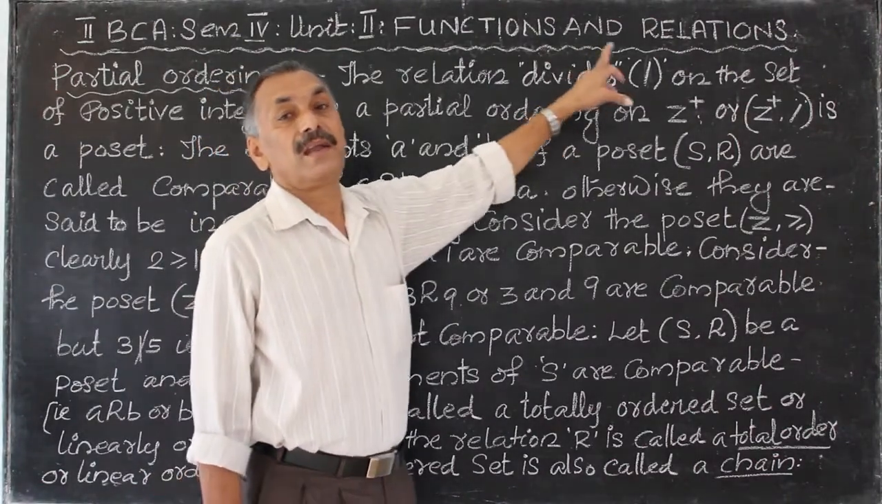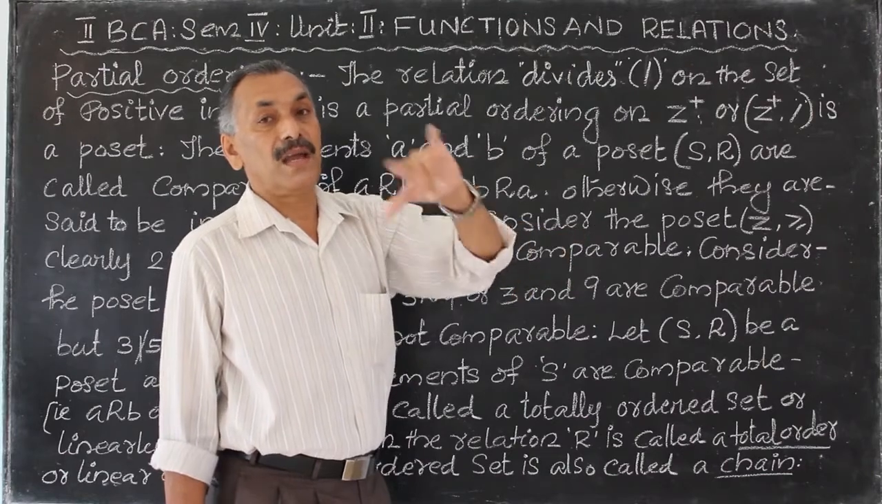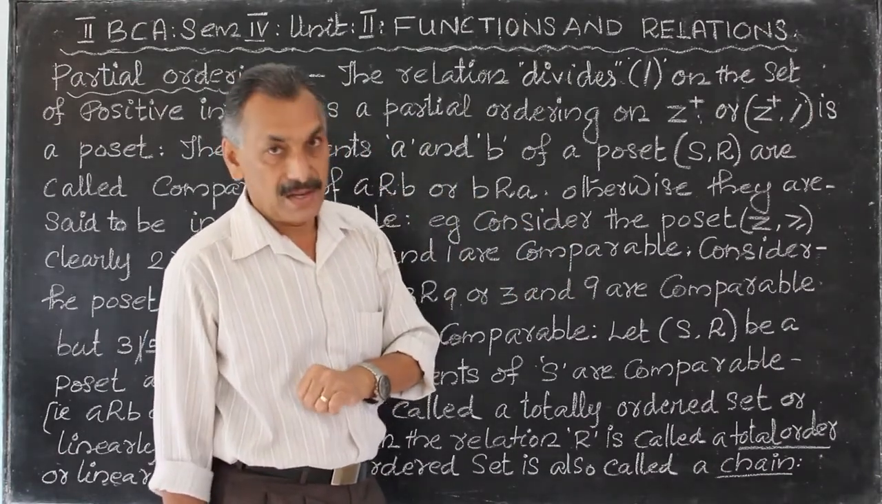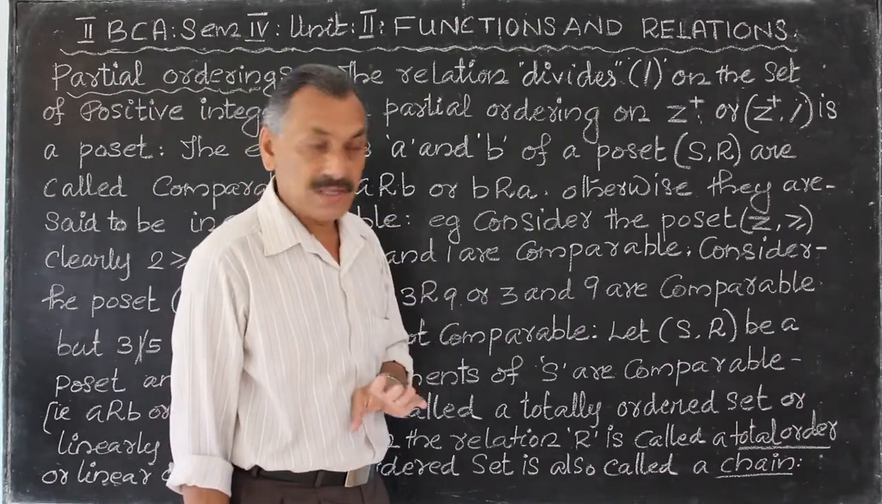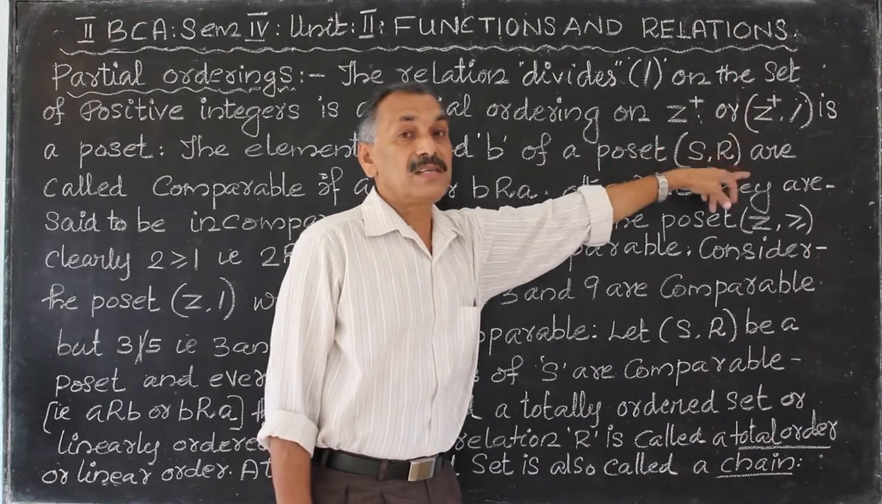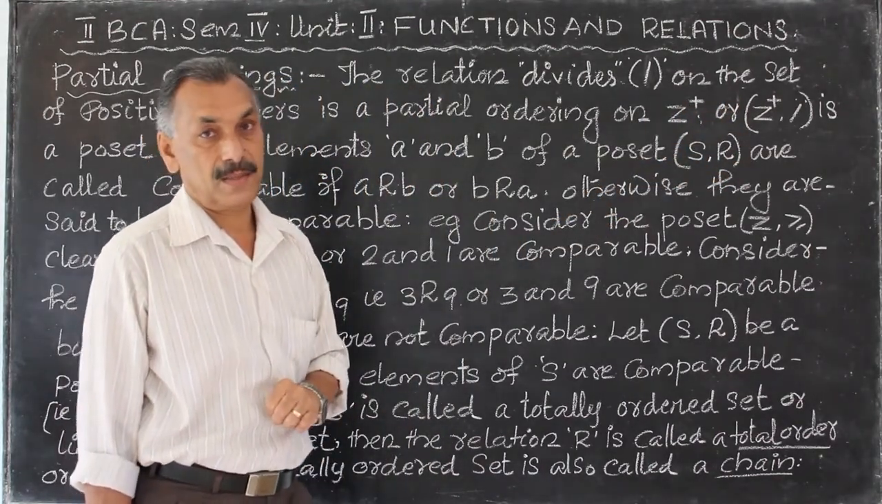Because A divides A, it is reflexive. If A is related to B, that is A divides B and B divides A, then A is equal to B, so the relation is anti-symmetric. Moreover, it is transitive. Therefore the relation divides on the set of integers is a partial ordering or a partial order relation.